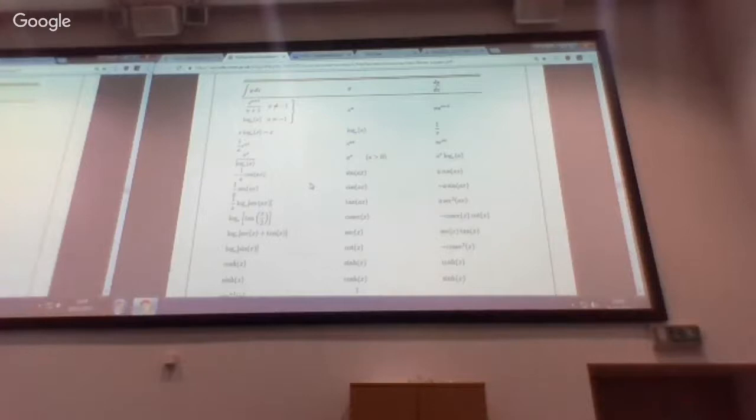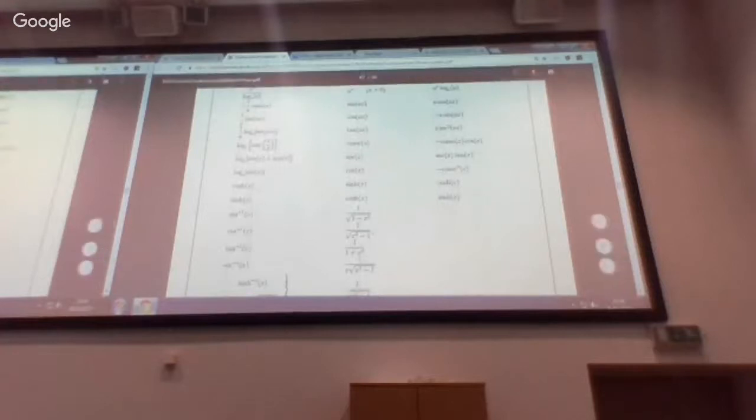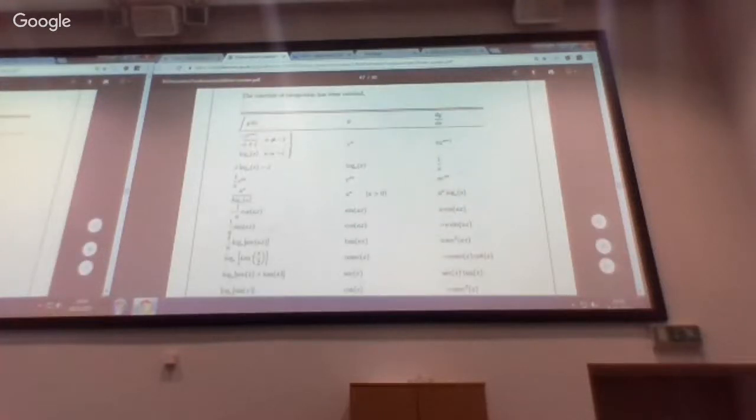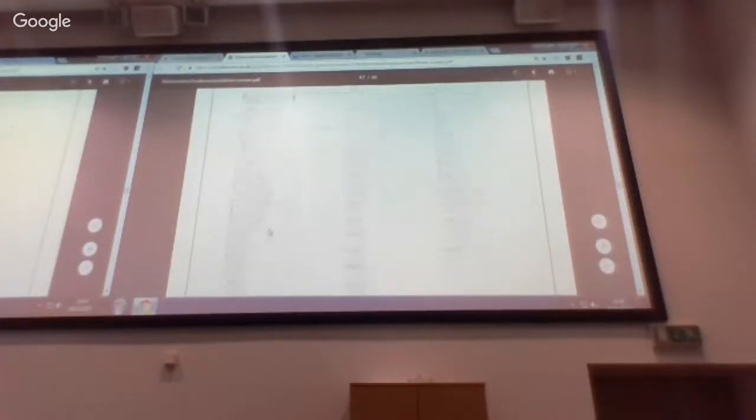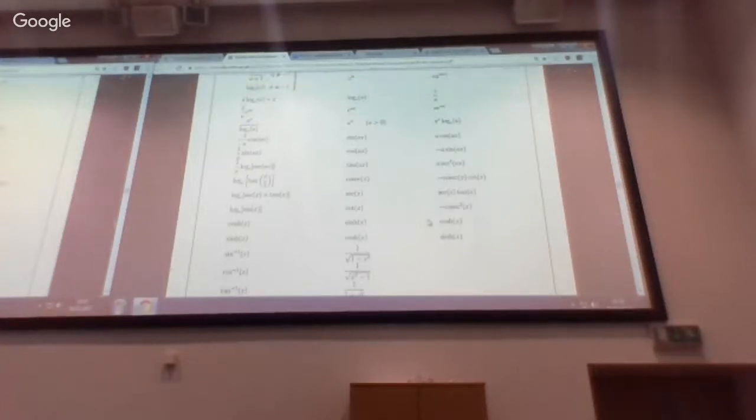They're the extracted pages from the standard formula booklet that we'll have in the summer exams. So you've got a lot of standard functions down the middle column there. Powers of x, logarithm, exponential, trigonometric functions, and so on. And on the left-hand side, you've got their integrals when they exist in a nice way. And on the right-hand side, you've got their derivatives.